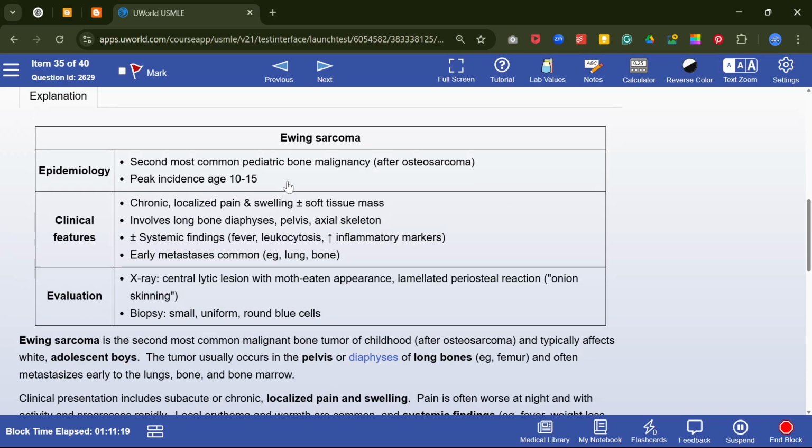Ewing sarcoma is the second most common pediatric bone malignancy after osteosarcoma. Peak incidence is 10 to 15 years. It presents with chronic localized pain and swelling with or without a soft tissue mass, involving the long bone diaphysis, pelvis, or axial skeleton, with or without systemic findings like fever and leukocytosis with increased inflammatory markers. Early metastasis is common, to lung or bone. X-ray shows a central lytic lesion with a moth-eaten appearance and lamellated periosteal reaction, onion skinning. Biopsy shows small, uniform, round blue cells.